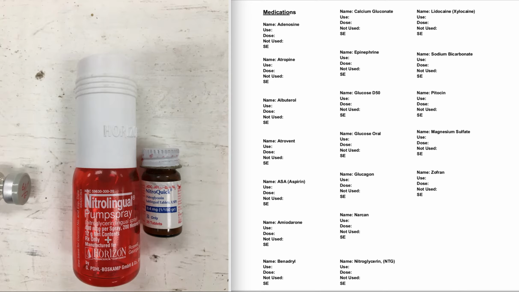There are many other side effects to this medication, such as headache, flushing, and feeling lightheaded. Again, we'll work with our medic and decide what's the proper administration for this.